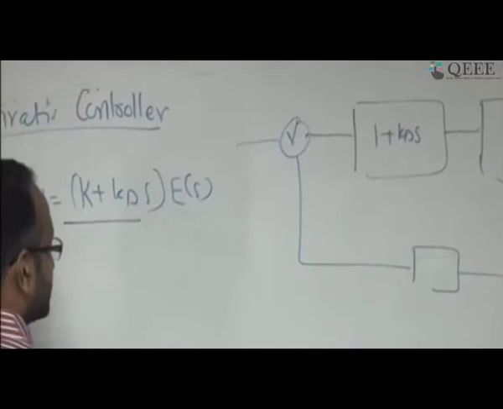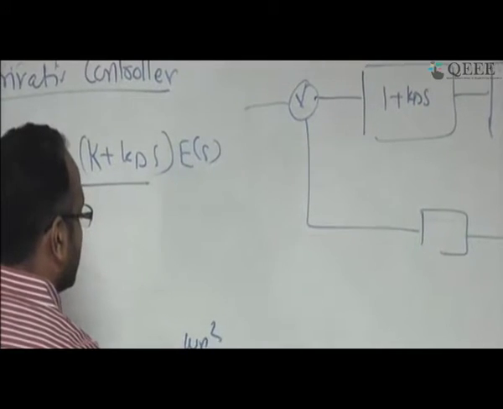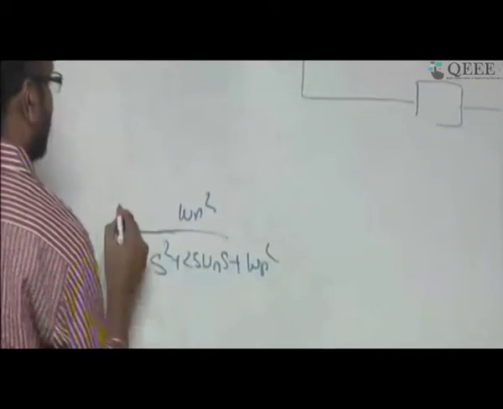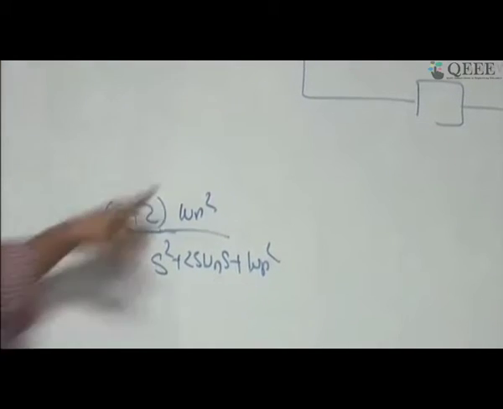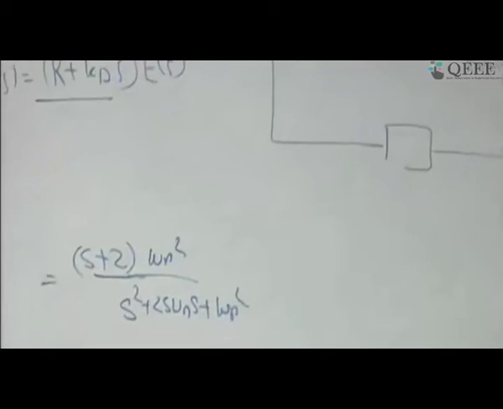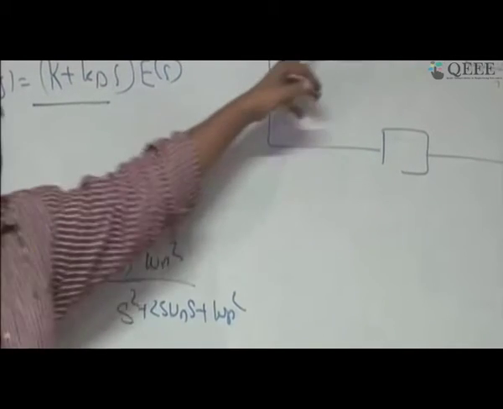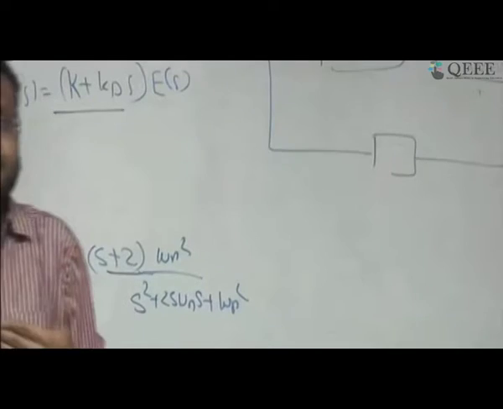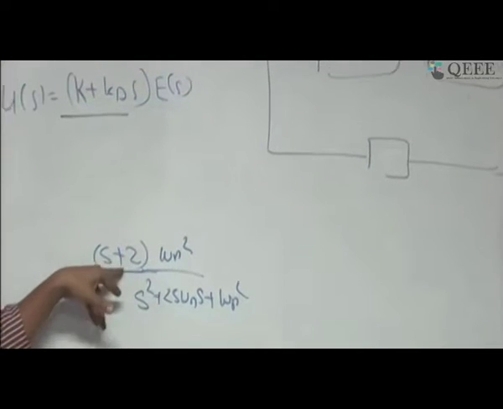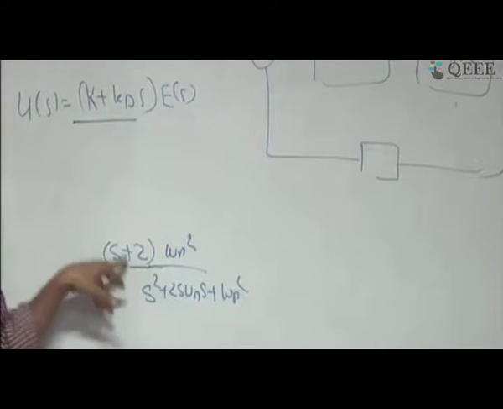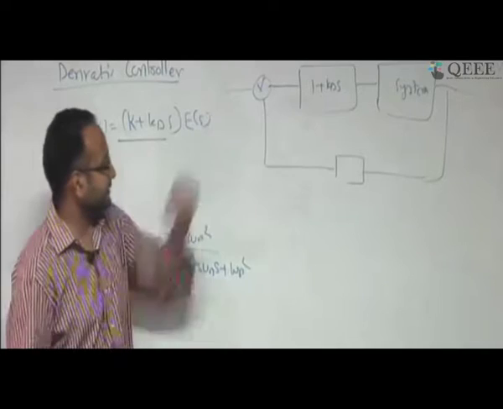omega n square over s square plus 2 zeta omega n s plus omega n square, and this is (s plus z). Okay, because 1 plus Kds, I have just written it 1 plus Kds. So I am adding a zero on the forward path. I am giving the different term of the derivative controller, that I am adding a zero in the forward path. Okay, this is correct, because the s term is coming in 1 plus Kds. I can write it this way.